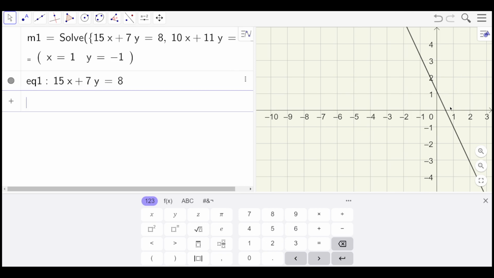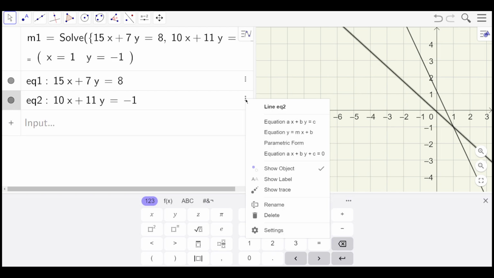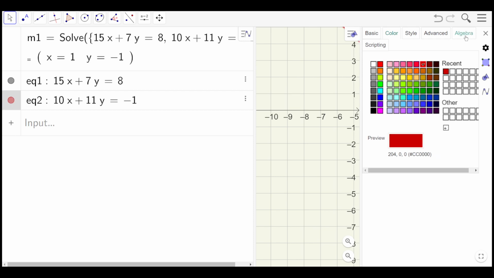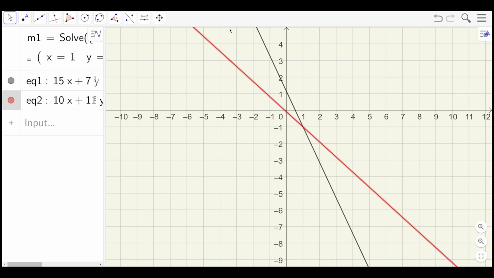And as you see, it is a line here. And I type the second equation. The second equation is 10x plus 11y equals minus 1. Yes? And I have another equation. So if you don't mind, let me change the color of this one. I will show you a better picture now immediately. So let me just go to the colors and then, for example, choose that one. And then let us get rid of this part and make it more clear to you.